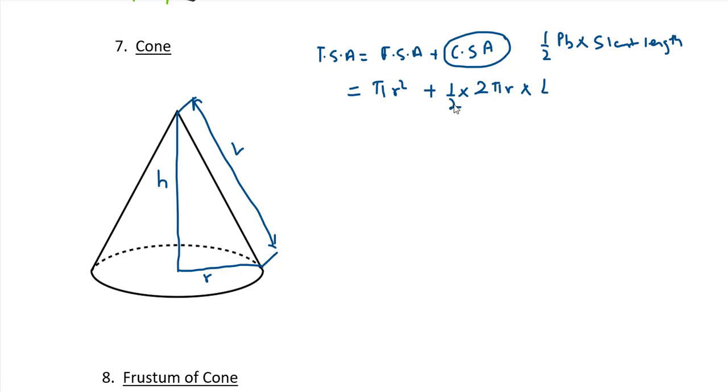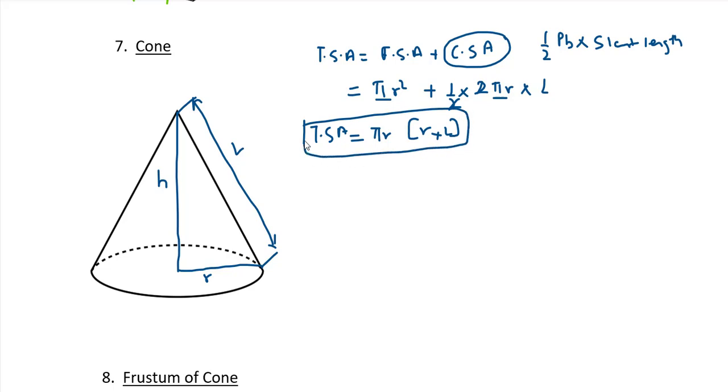This 2 and 2 will cancel out, and from both terms we can take pi r common. We will have pi r into (r plus L). So this is the formula for total surface area in the case of a cone. Again, you can directly remember this formula, or you can use the logic to arrive at the answer.